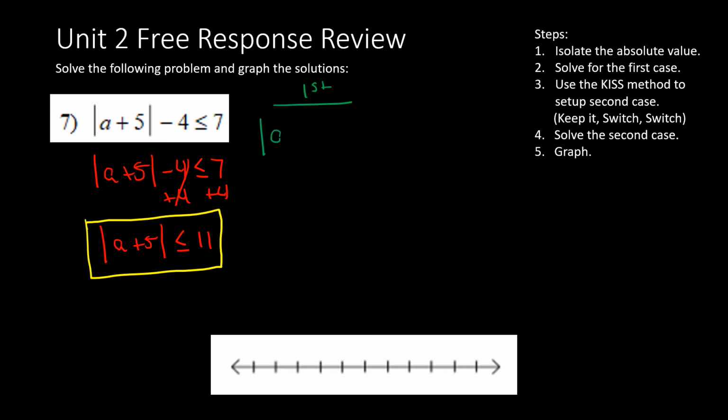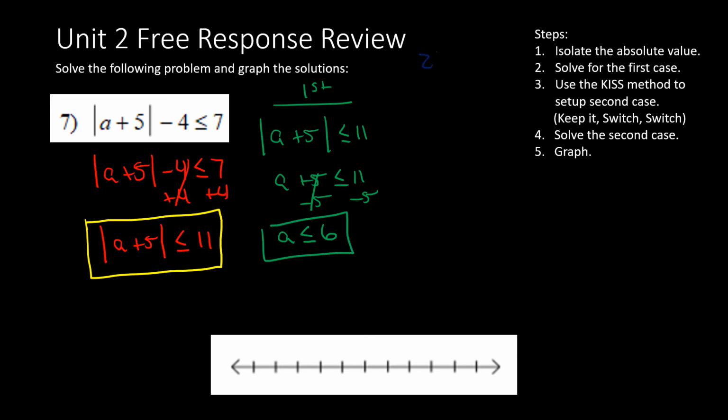So we'll say the absolute value of a plus 5 is less than or equal to 11. Drop the absolute values. We'll say a plus 5 is less than or equal to 11. Subtract 5 from both sides. I get a is less than or equal to 11 minus 5 is 6. And that's our first one.